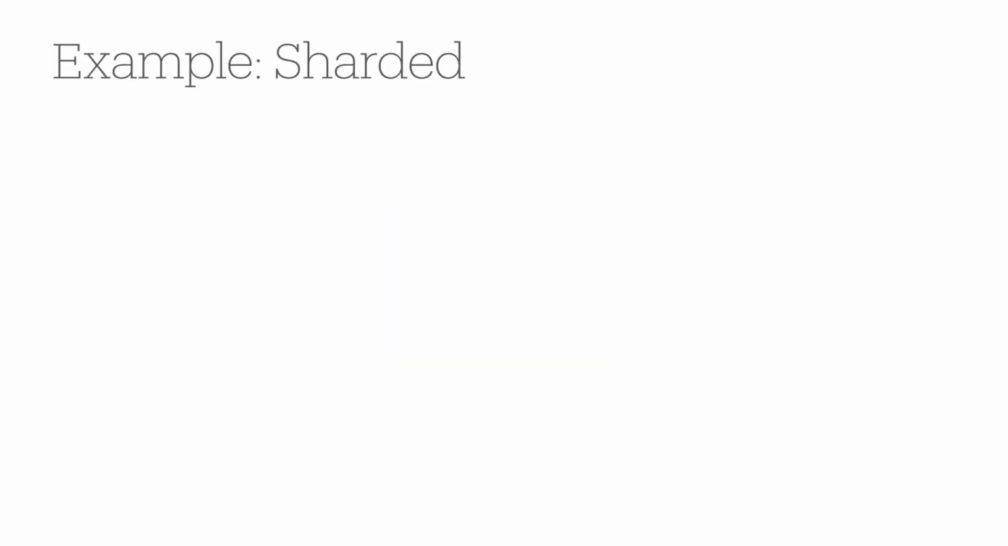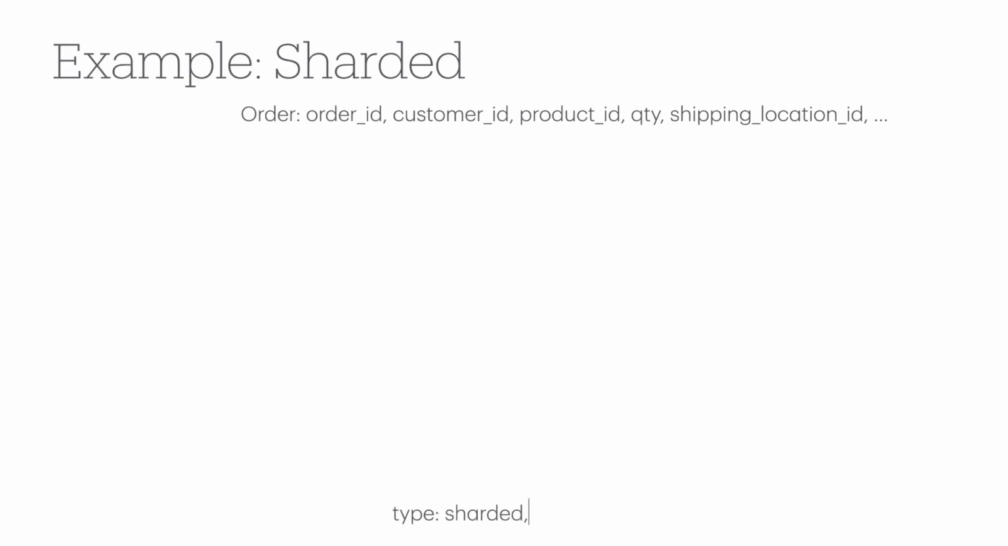Let's understand these types with the help of an example. Imagine you have an orders table with columns like order ID, customer ID, product ID, quantity, shipping location ID, etc. Let's assume that your orders table has potential to grow fast and you need high write throughput for it. You can decide the type sharded for this table. While creating the table, you need to decide on a shard key. Let's say we are choosing customer ID as the shard key here.